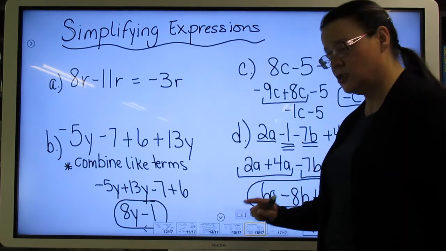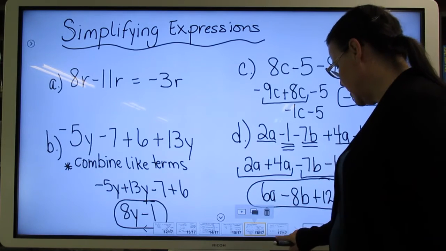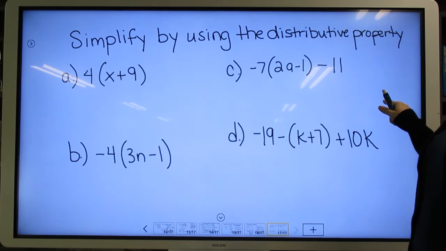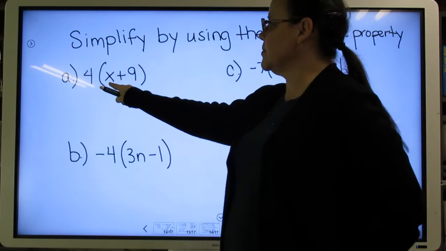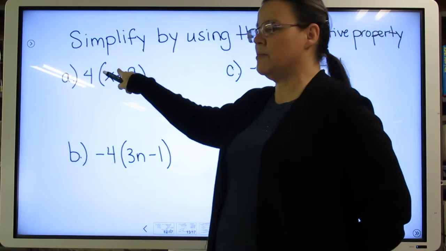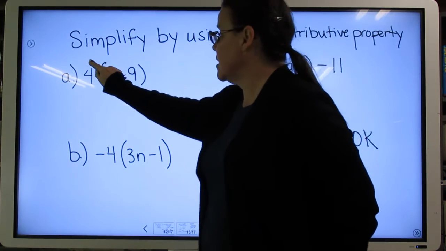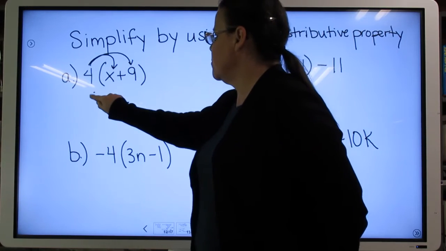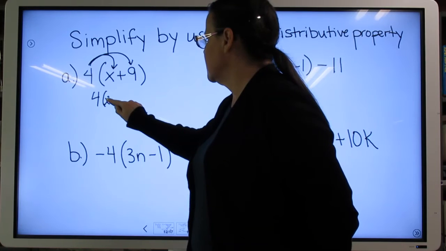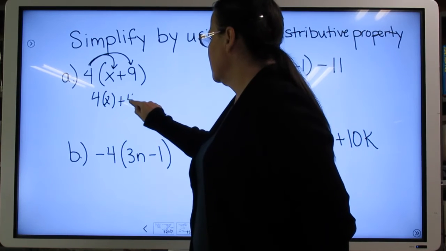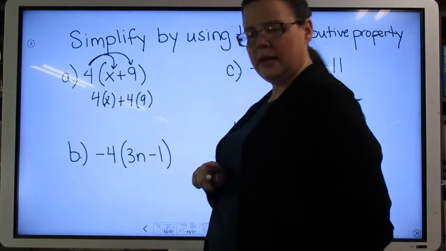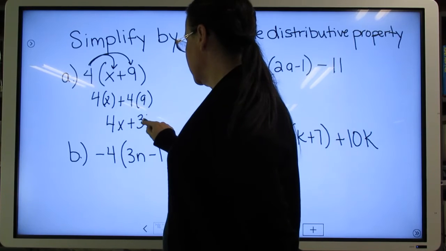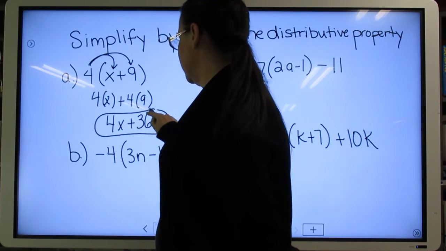Next up is using the distributive property. Simplify by using the distributive property. Whatever number is on the outside of the parentheses has to be multiplied with what's on the inside of the parentheses. So I usually write my little arrows and say 4 times x plus 4 times 9, and then it's just 4x plus 36, and that would be my final answer.